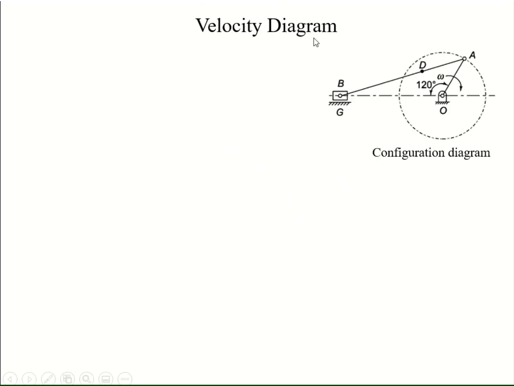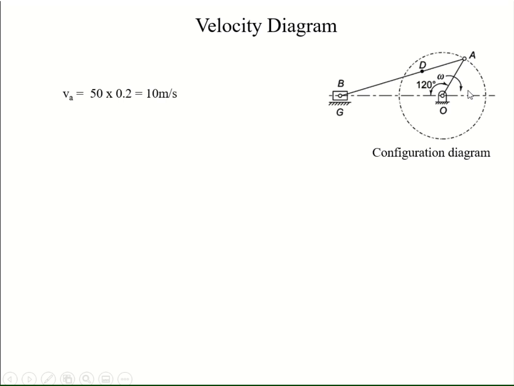So, whenever we are starting to draw the velocity diagram or the acceleration diagram, we need to first draw the configuration diagram for the instant as shown over here. So this is the same slider crank mechanism, and we have drawn this diagram to scale. Depending upon the size of the paper that you have, choose an appropriate scale and then you can draw the configuration diagram.